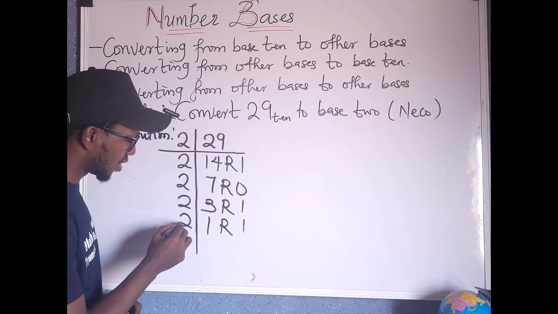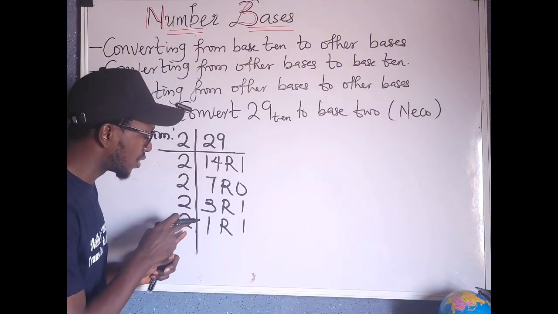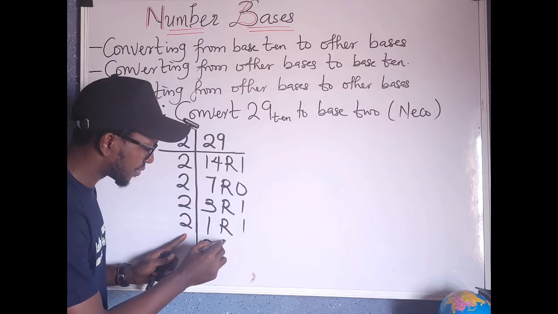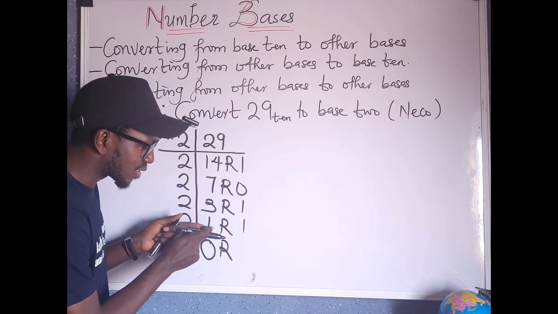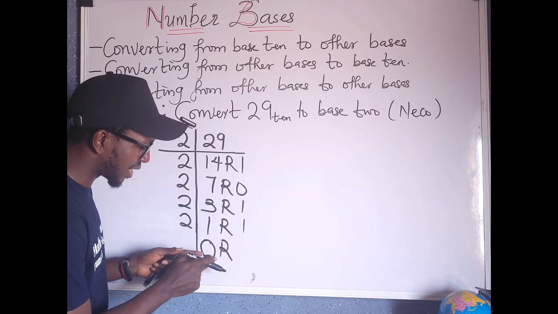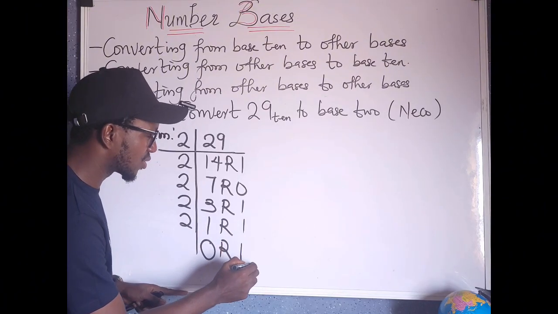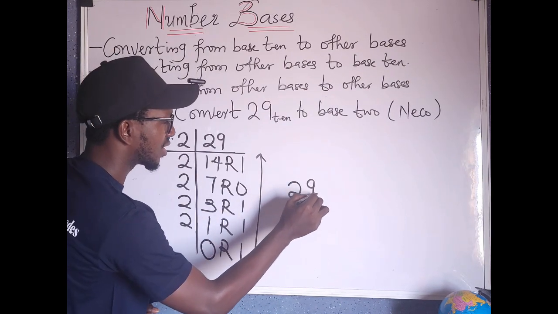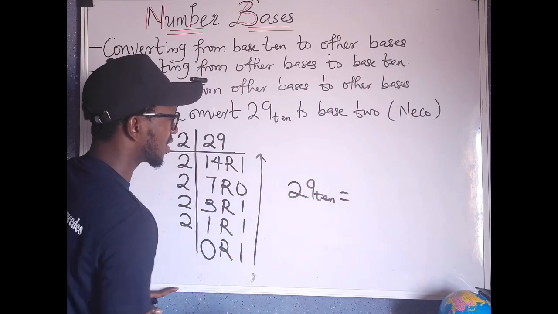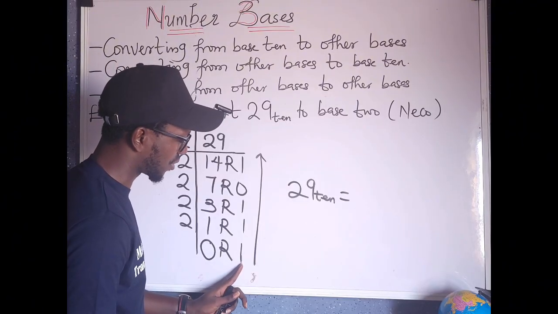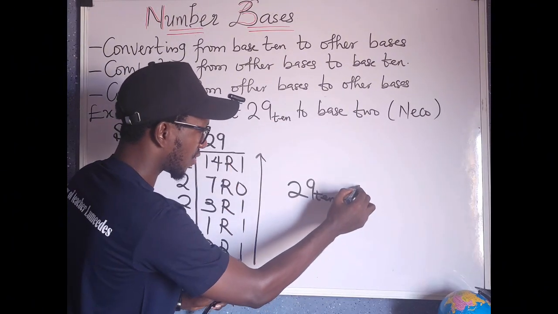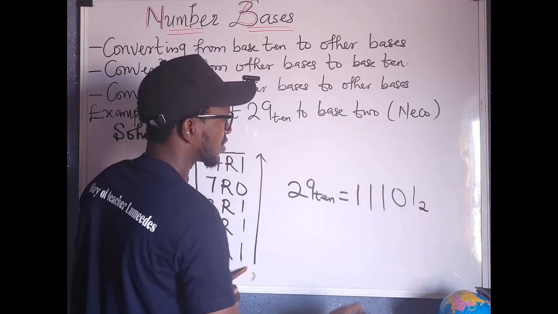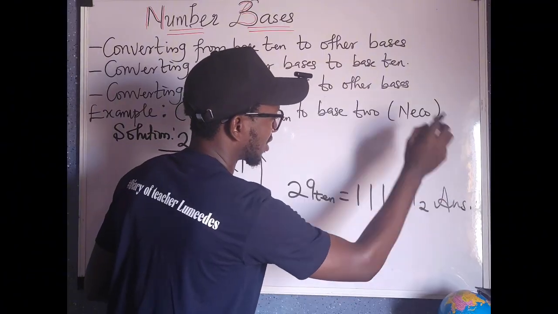And the next one is 2 in 1. Now, the moment you get to the point where the base can no longer go in the number, you are going to write 0, remainder whatever is the smaller one. So 2 in 1 cannot go. You write 0, remainder the 1. And so here will be the answer. It means that 29 base 10 converted to base 2 is equal to, so you start from the bottom upward, 1, 1, 1, 0, 1 base 2. And that's the answer.